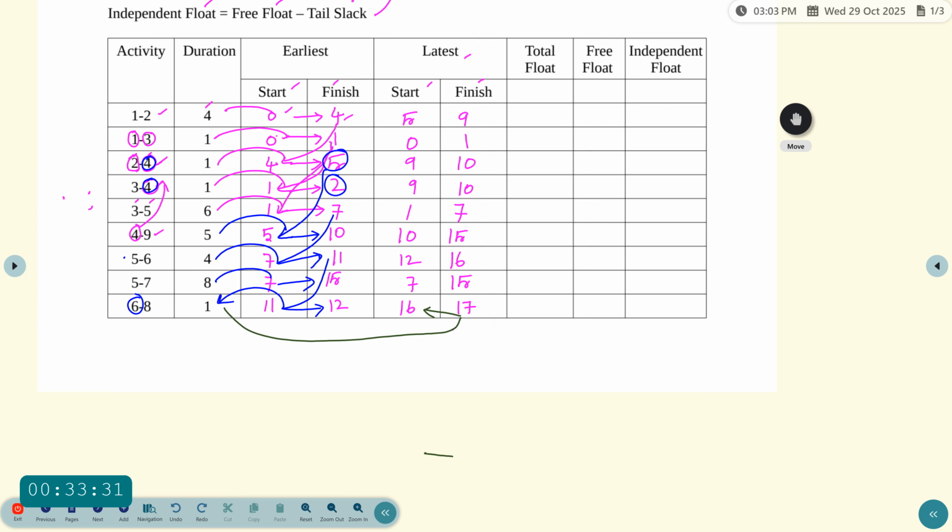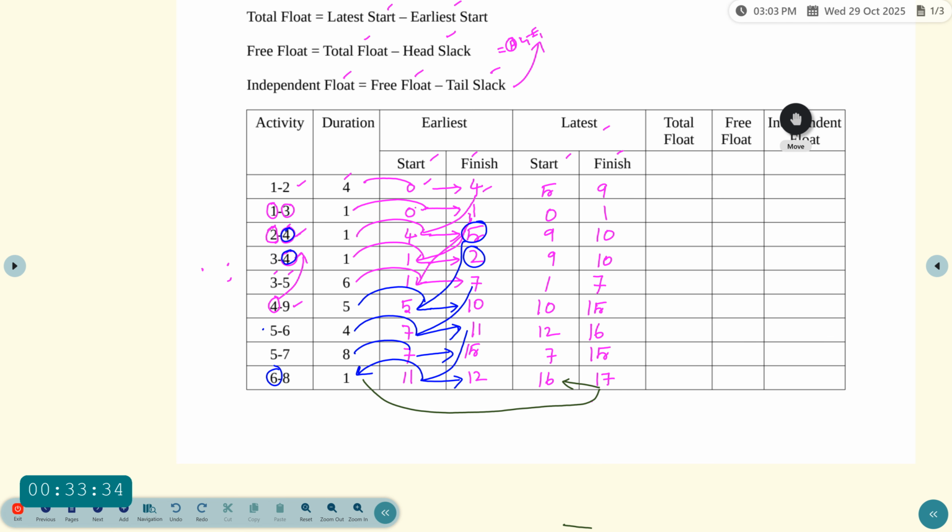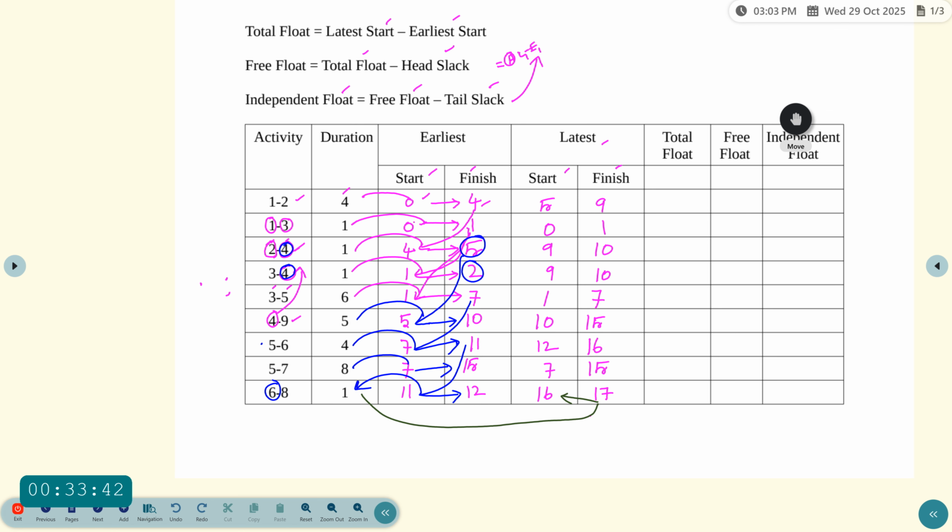Similarly, you have to find previous activity which is 5 to 7. See the previous activity which is 5. So 5 value which is 15, and then 15 minus duration which is 8. 15 minus 8 equal to 7. And then before activity which is 5 to 6. Check the activity which is sixth one, value 16. So you can write 16. Now 16 minus 4 which is equal to 12.